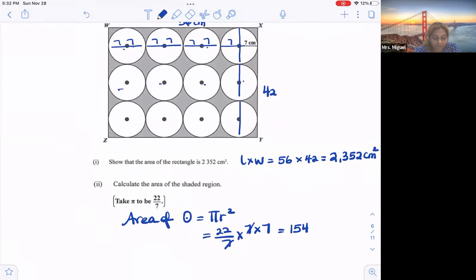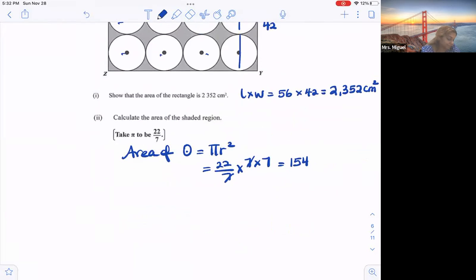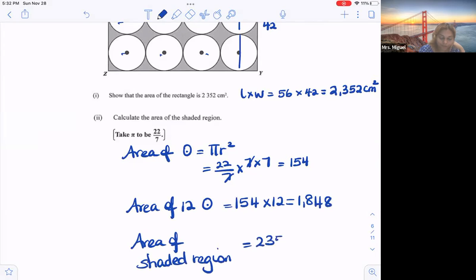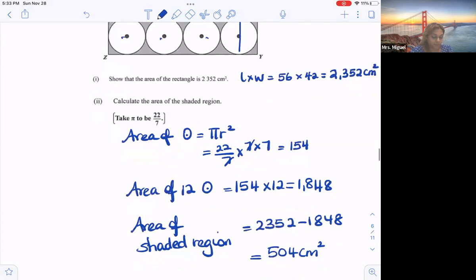Let's see how many circles we have. 1, 2, 3, 4, 5, 6, 7, 8, 9, 10, 11, 12. So the area of 12 such circles will be 154 by 12, which is 1,848. So the area of the shaded region is 2352 minus 1848. 504 centimeters squared. So that wasn't too bad.